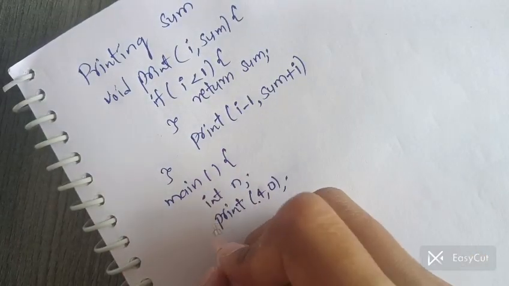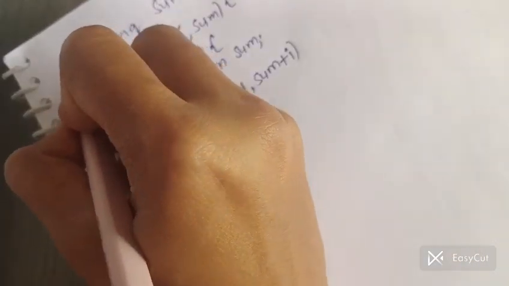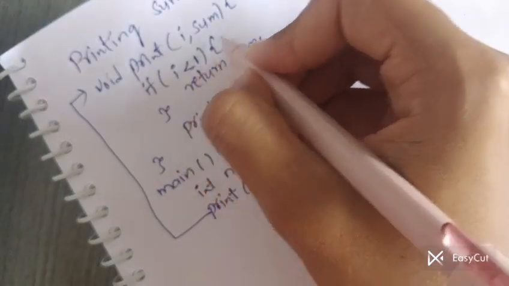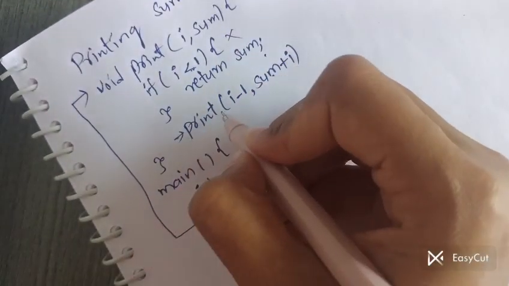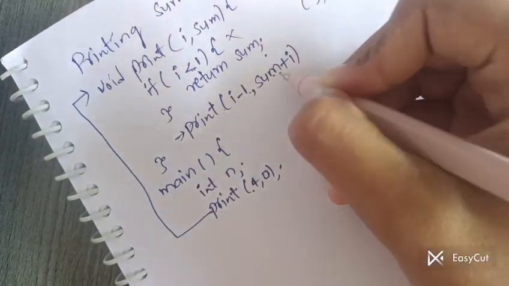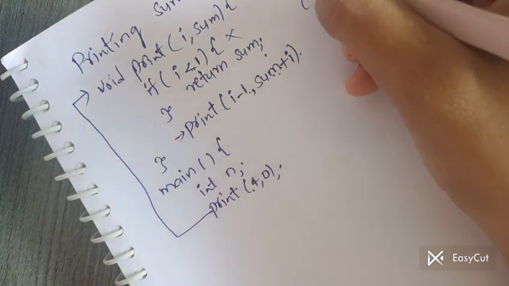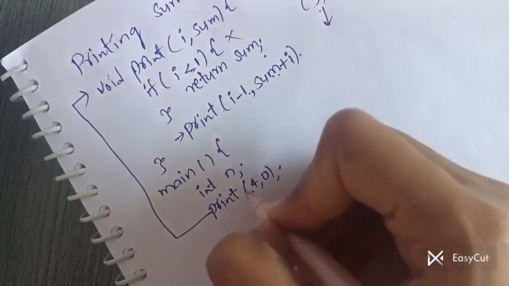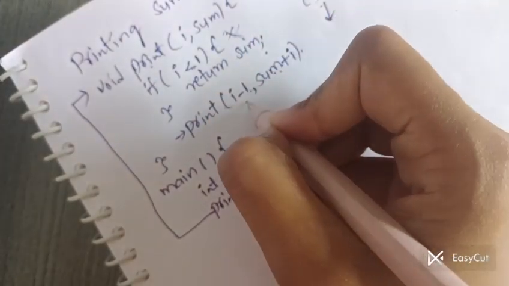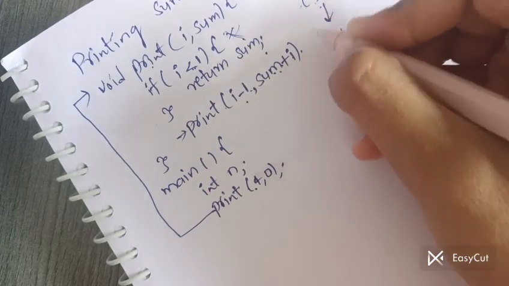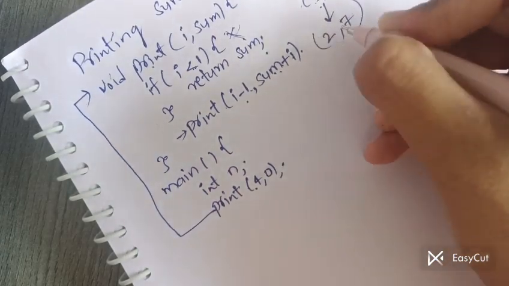For example, it is 4, 0, so this will be executed here. As this condition is false, this line will be executed. Here it is i minus 1, so 4 minus 1 is 3, and sum is sum plus i, that means 0 plus 4 is 4. Next, again 3, 4, the function will be called again. This condition is false, so it will execute this line. Here i minus 1, 3 minus 1 is 2, and sum plus i, 4 plus 3 is 7.